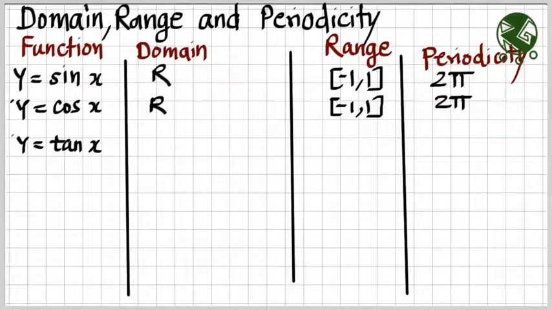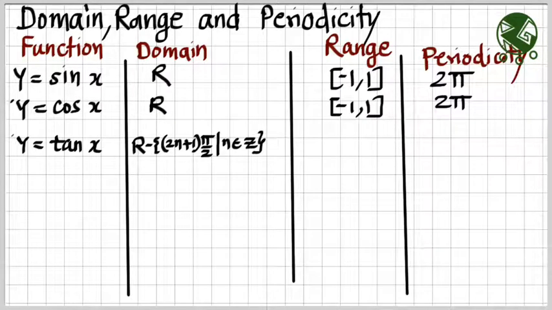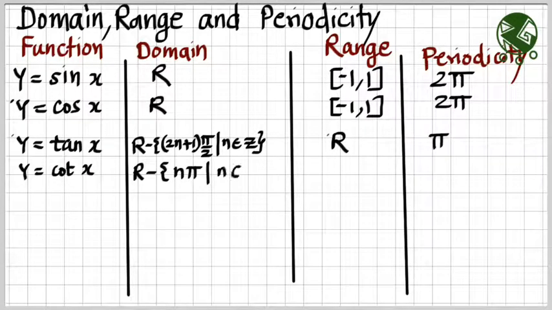For tan x, domain was R minus (2n plus 1) pi by 2, where n belongs to Z. So all the odd multiples of 90 degrees. Why are we skipping those values? We are taking all the real values except for these, because there tan x does not exist, as its denominator becomes 0. And range is R and periodicity is pi. For cot x, the domain is R minus n pi, range is R and periodicity is pi.